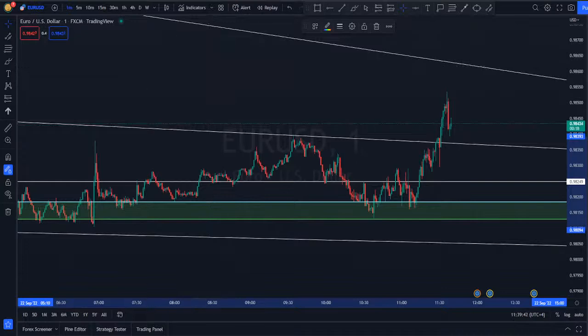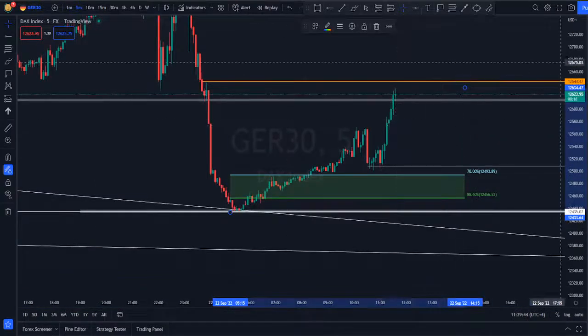Let's see what's going to happen between German index and EURUSD. Okay, if you want, we can actually get in.